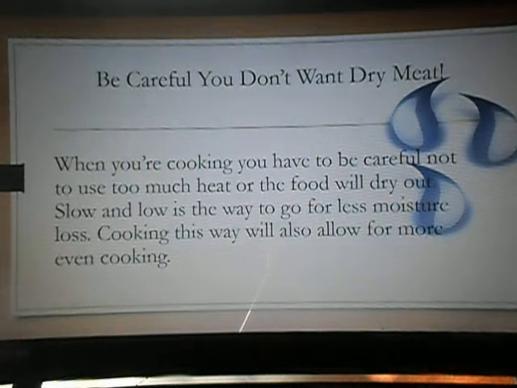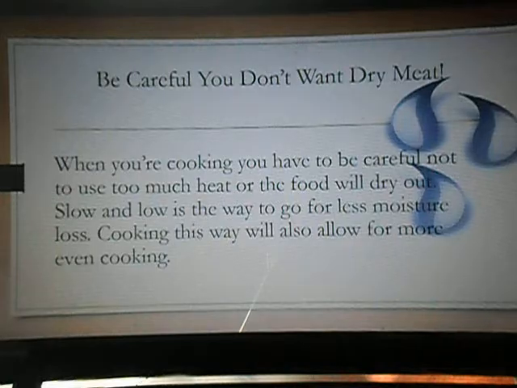Be careful, you don't want dry meat. When you're cooking your food, heat takes away the moisture from your food while it's cooking it. So it's better for you to cook meat on a low temperature for a long period of time rather than on high heat, depending on what you're cooking. It also allows for more even cooking when you do slow and low.